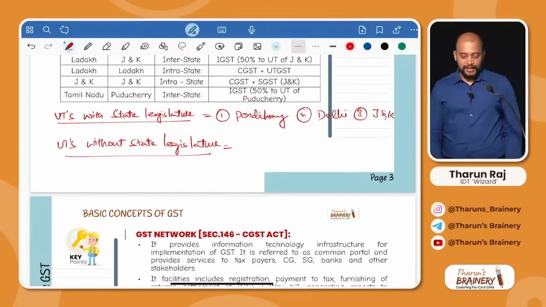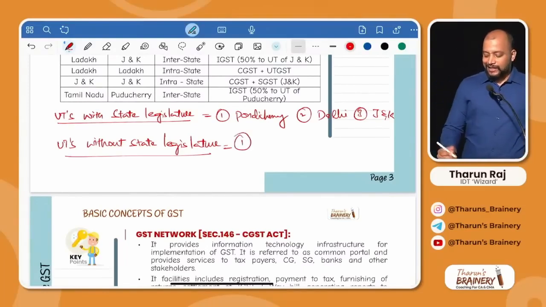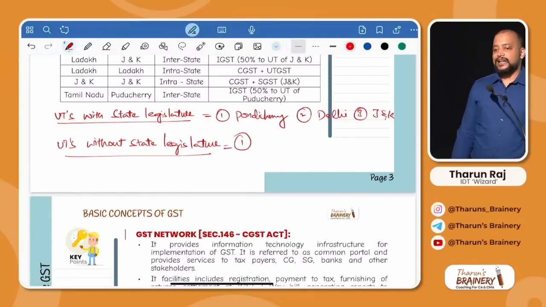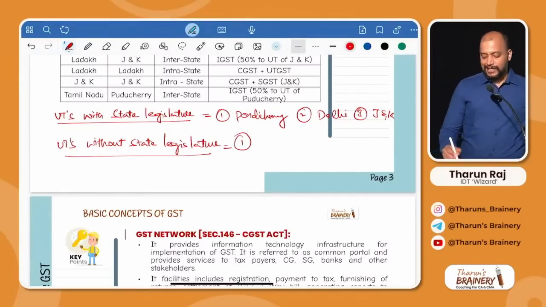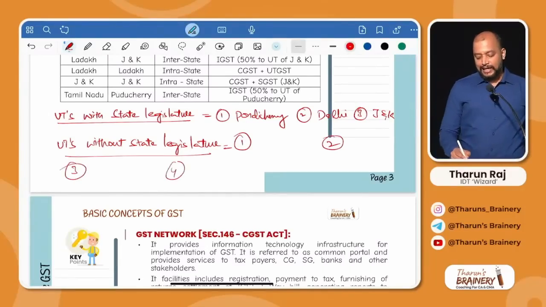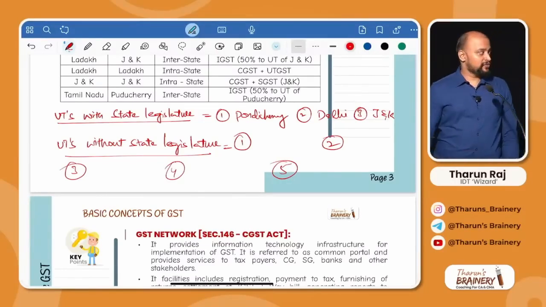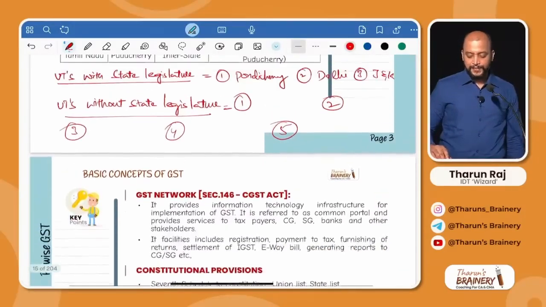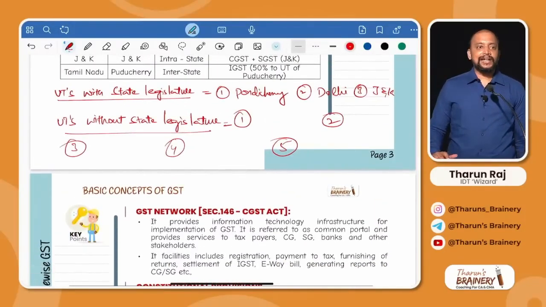Then, union territories without state legislature, write down the list. Number 1, Dadra, Nagar Haveli, Daman, Diu. Then Ladakh. Next, Andaman and Nicobar, Lakshadweep, Chandigarh. These are the 5 union territories without state legislature. Finish writing that?